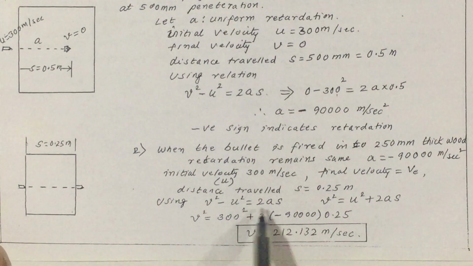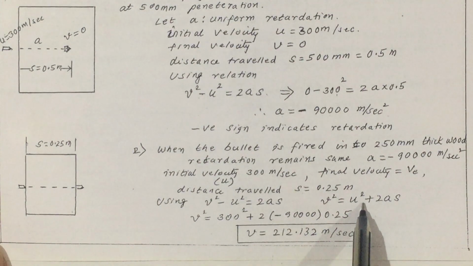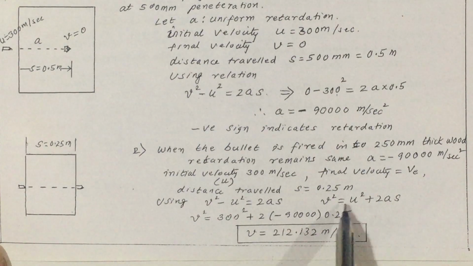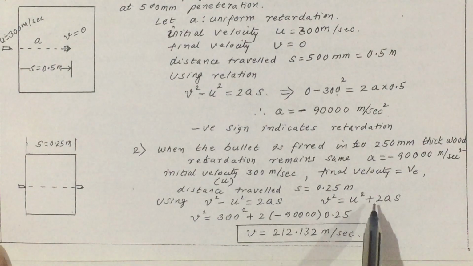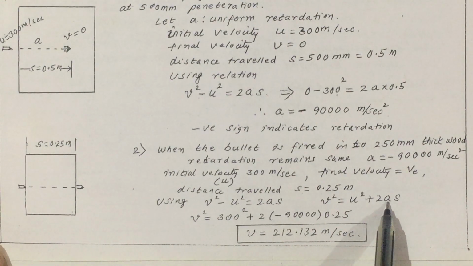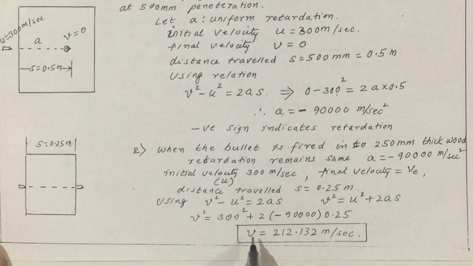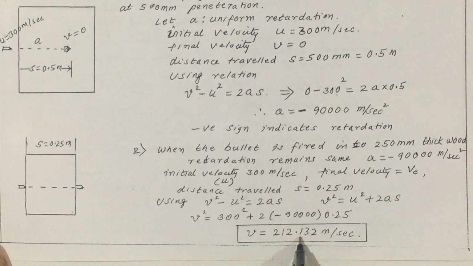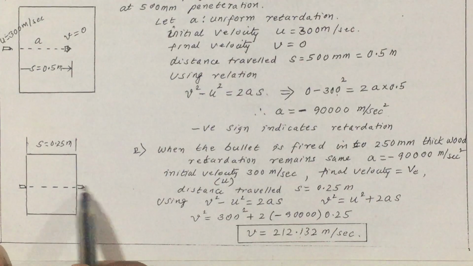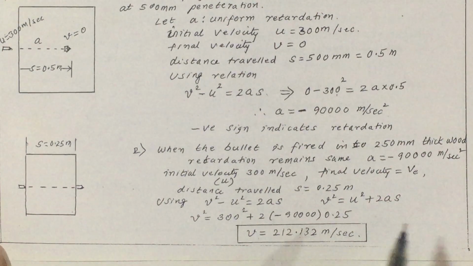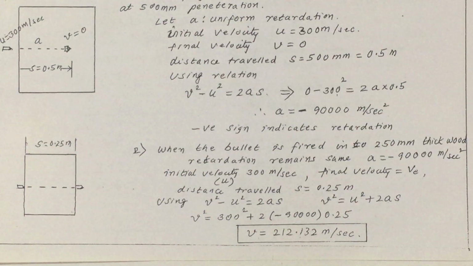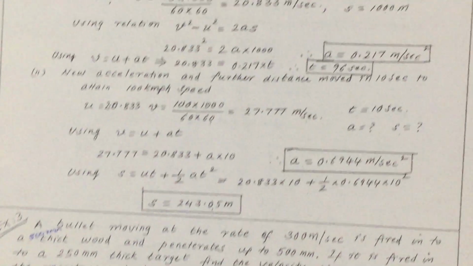Using the relation v square minus u square is equal to 2as, or v square is equal to u square plus 2as. Substitute all the values and the retardation remains the same, a. Therefore, we are going to get v value. The velocity at the emergence, nothing but while coming out, the velocity of the bullet will be 212.132 meter per second. This is regarding the third problem.